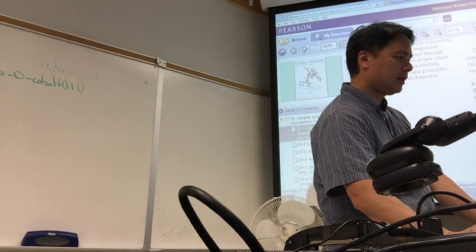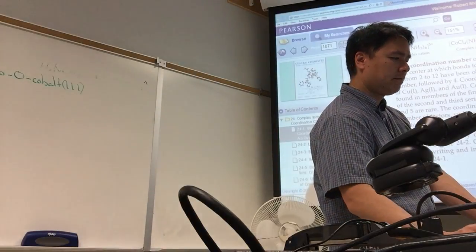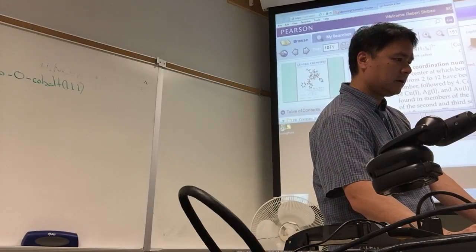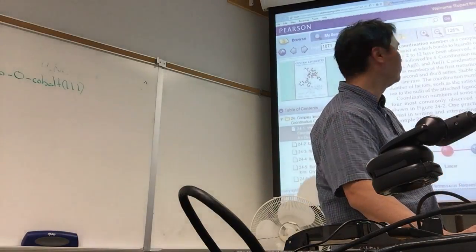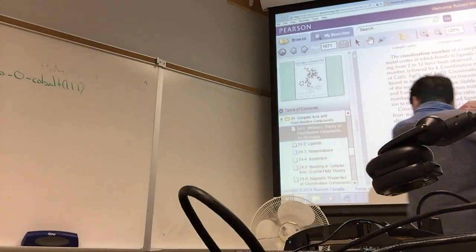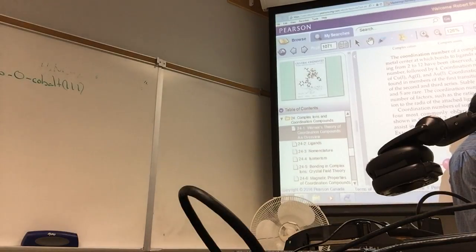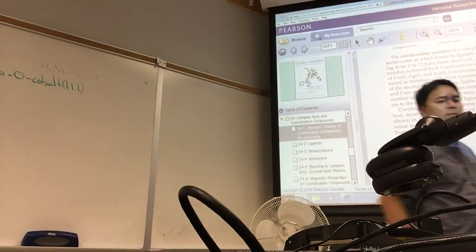Where was that table again? Here. This table 24.1. What happened to my scroll bars here? Let's scroll over. 24.1: platinum 2+ occurs as 4 or 6 coordinate. 4 coordinate, right? Platinum 4+ occurs as 6 coordinate. This is based on experimental data.